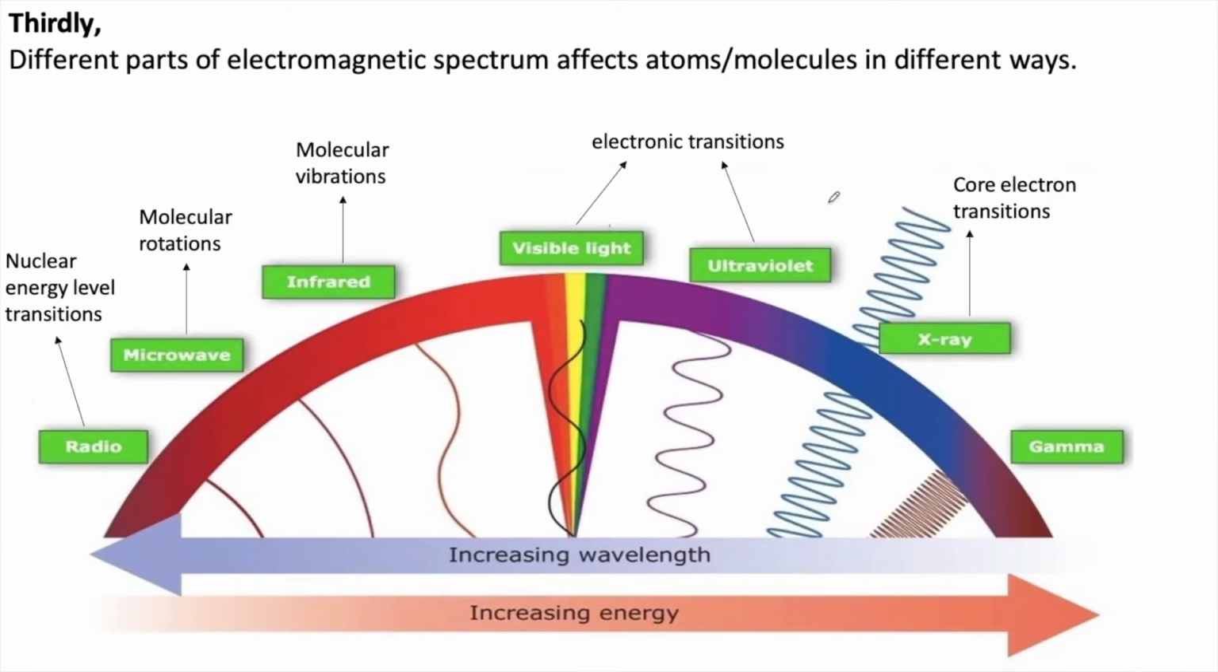Different parts of the electromagnetic spectrum affect atoms or molecules in different ways, because different types of electromagnetic radiations have different types of energies associated with them. That's why they affect the particles in different ways. If we see right here on the left hand side, we have the radio waves. When these types of electromagnetic radiations are made to interact with the sample, they will cause nuclear energy level transitions.